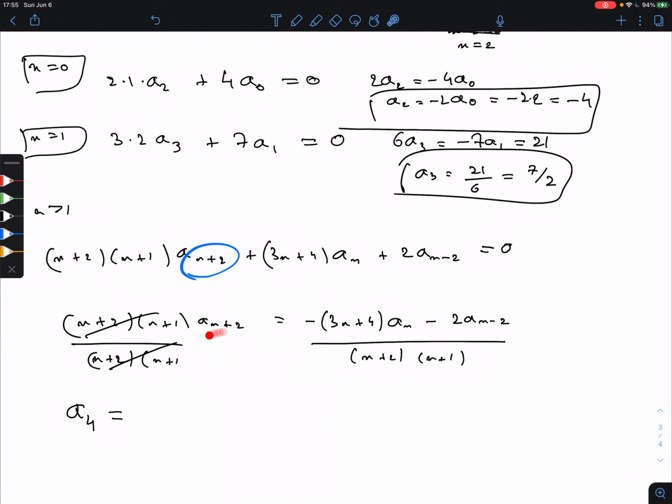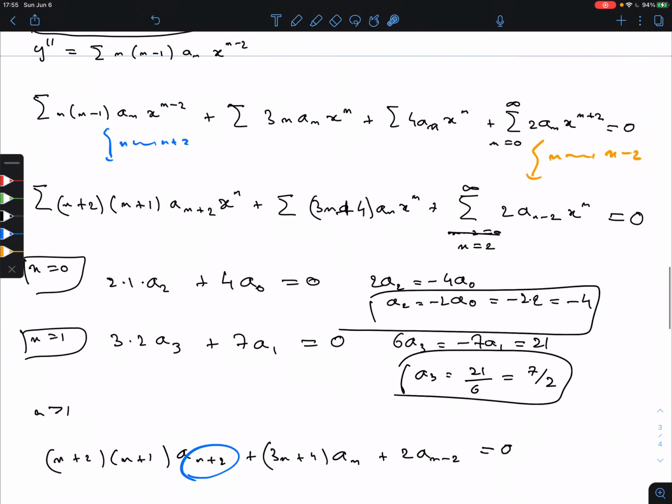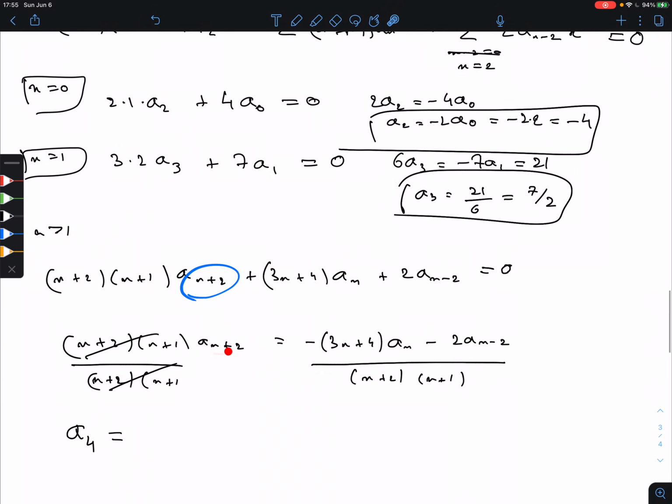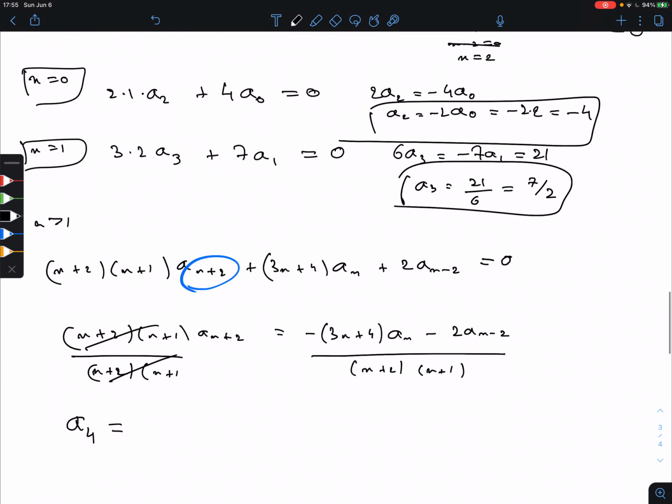This is not necessarily always n plus 2. This could be n plus 5 or whatever. It depends really on your differential equation. So don't assume anything, just see. We see this has to be n equals 2.